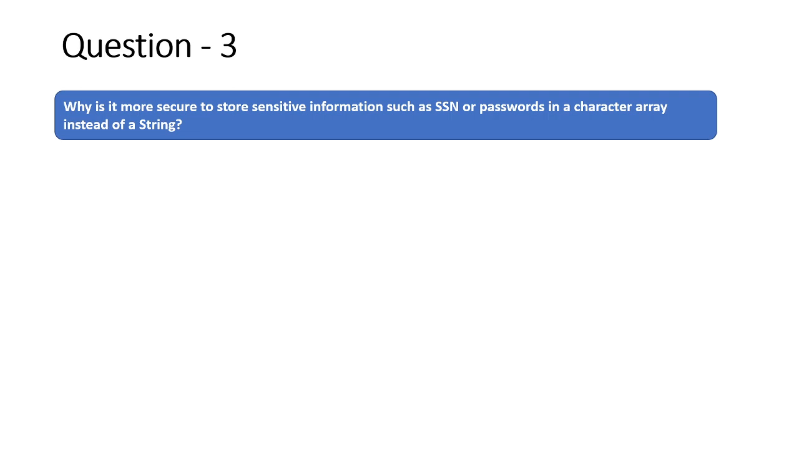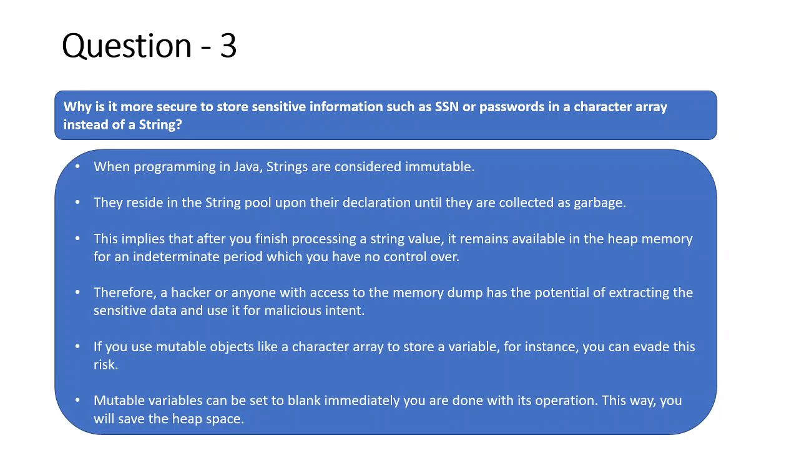But if you use a mutable object like a character array to store the variables, mutable variables can be set blank immediately when you are done with your operations. This is how these things happen. So that's why a character array is more preferable than a string. I hope you got everything, point to point.